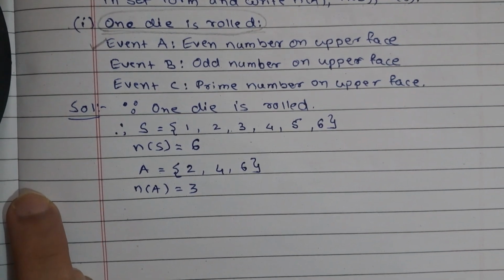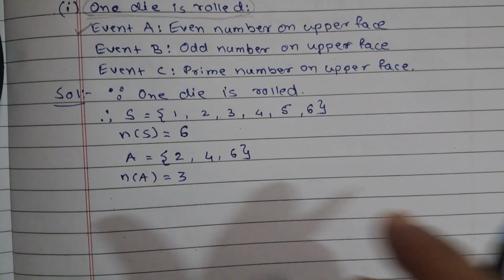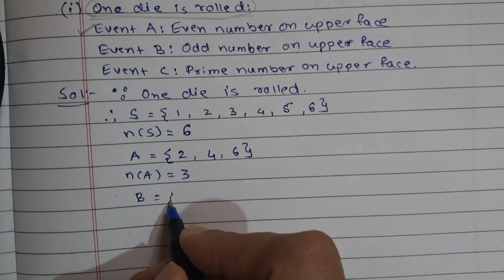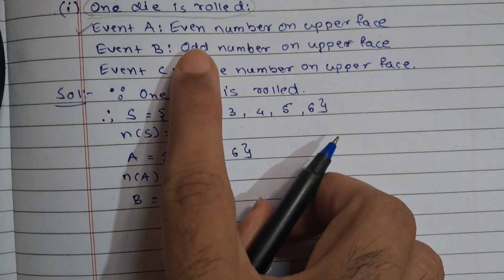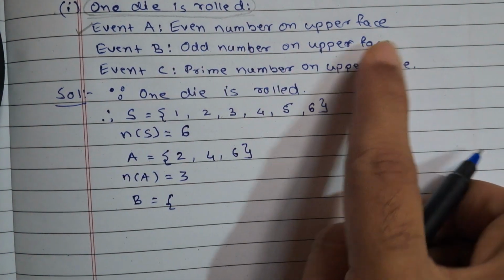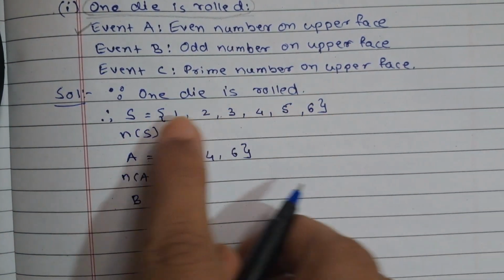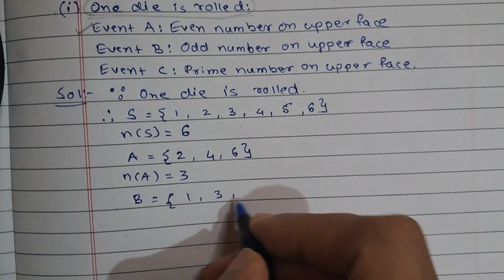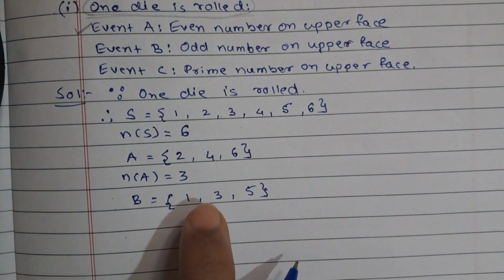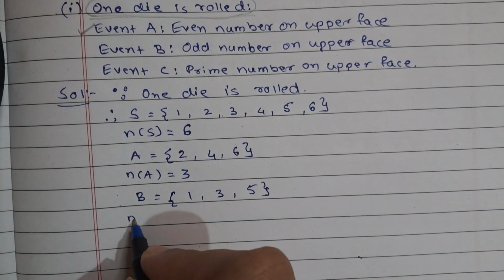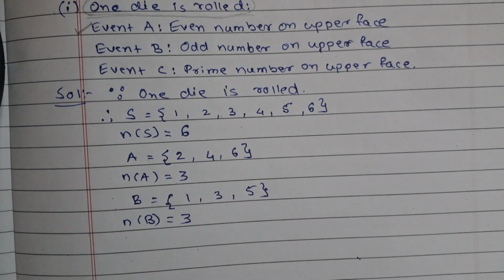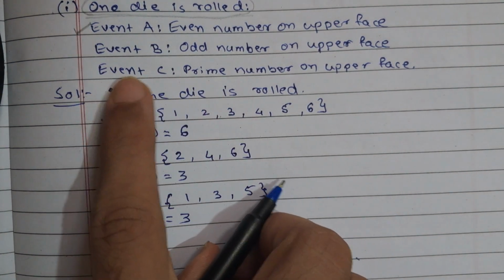Now taking the same approach for the other events also. The next event is B. So let's see what is there in B. What does B say? B says to give me an odd number on the upper face. So which are the odd numbers out of these? 1, 3 and 5. So these are the list of odd numbers. So event B contains how many elements? Again 3 elements. And finally the last one, event C.